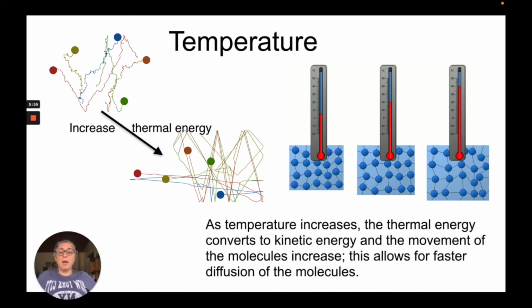That is because the thermal energy is converting to kinetic energy, and that is what is allowing the molecules to move. So the higher the temperature, the faster the kinetic energy, and therefore faster diffusion of the molecules.